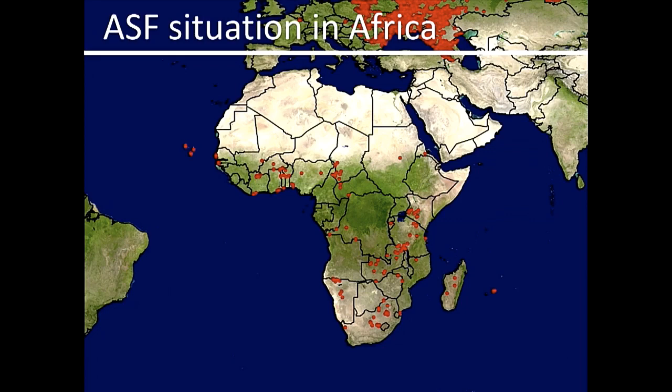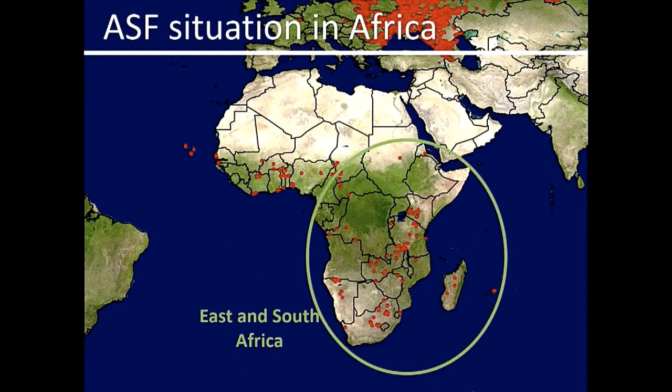Okay, so let me show you what happened around the world and what are the biggest mistakes that we have around the world. We have the cathedral of ASF, the cathedral and the factory of the virus in Africa, in particular in East and South Africa. This is the worst part in the world that we have to finish with ASF. And I'm going to explain why.